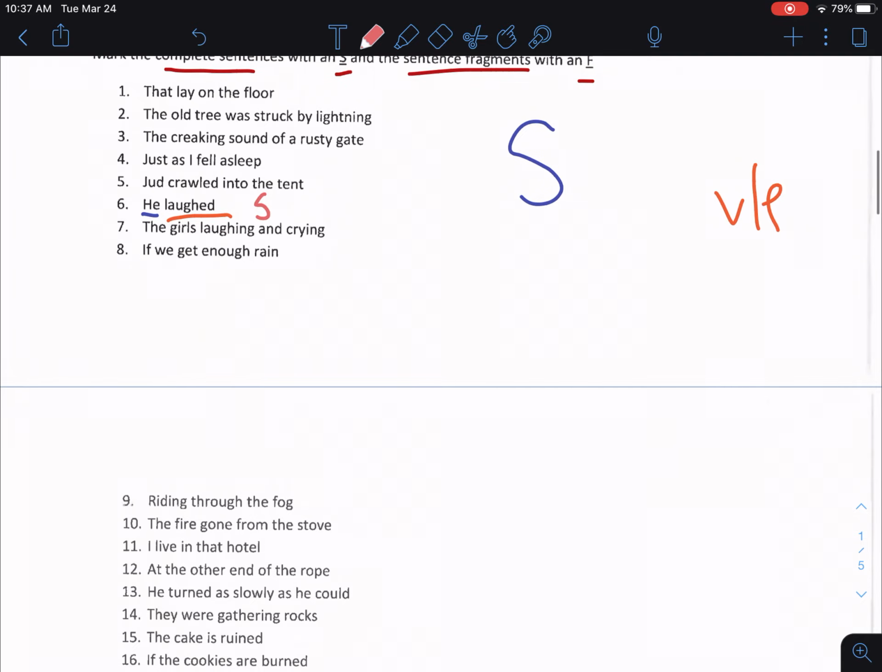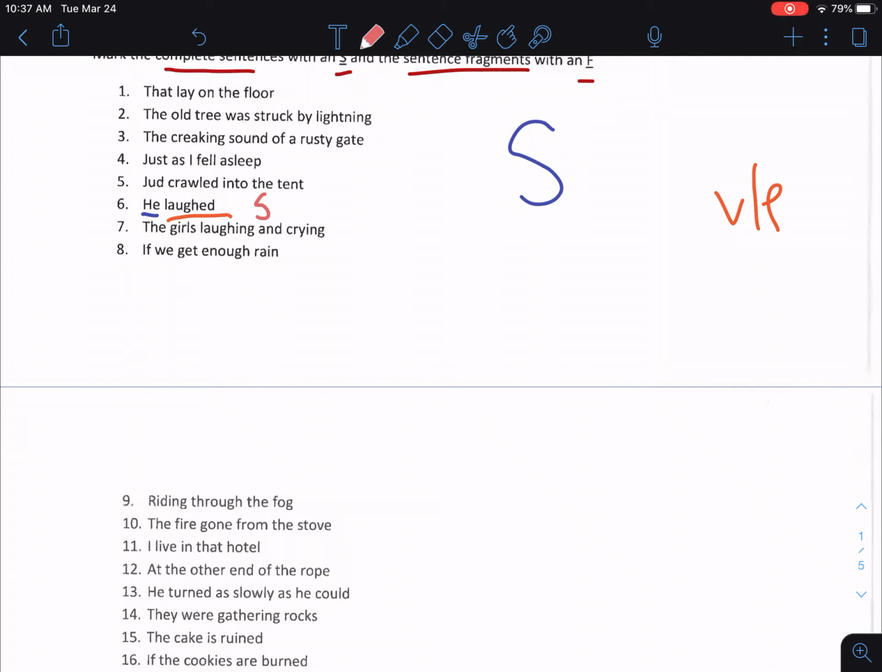Let's look at number 8. If we get enough rain. Now, there's verbs here. There's nouns here. We's a noun. Rain's a noun. So maybe it's a sentence because it's got a noun and a noun can be a subject. It also has a verb, get. You're doing something. But let's look at this closer.